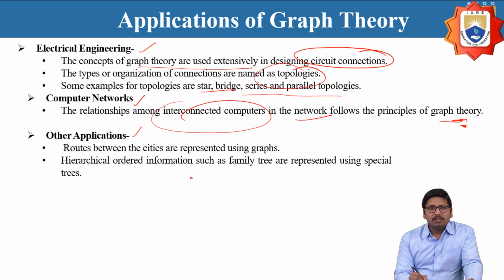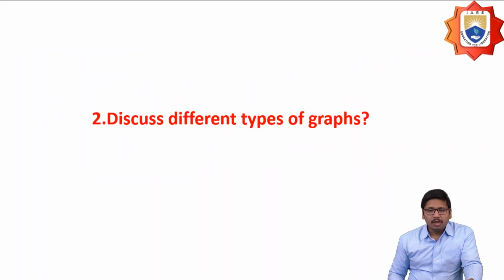And other applications are where you can use graphs to represent routes between cities, and hierarchical order information such as a family tree can be represented as a special kind of graph. And the different types of graphs here.